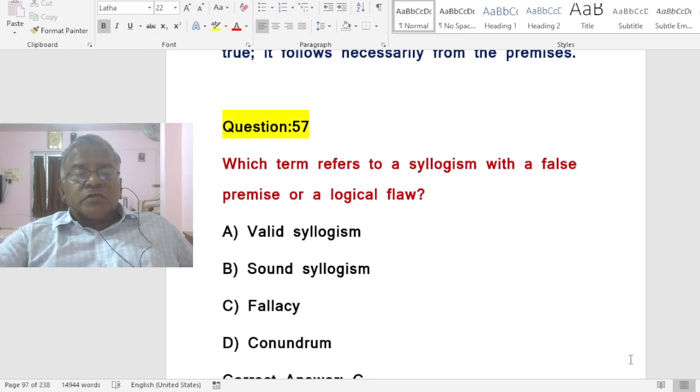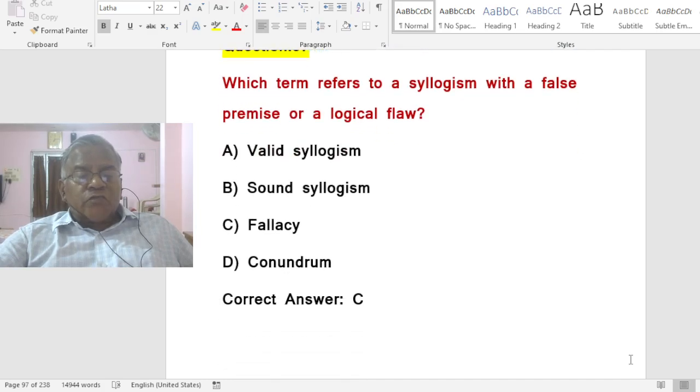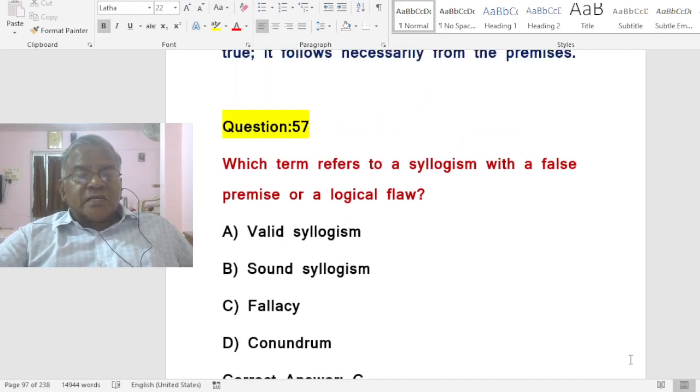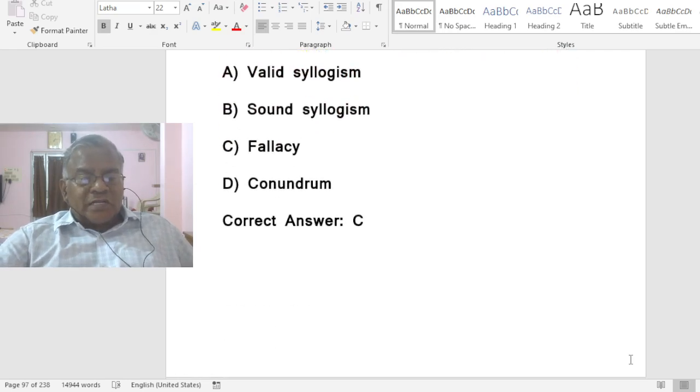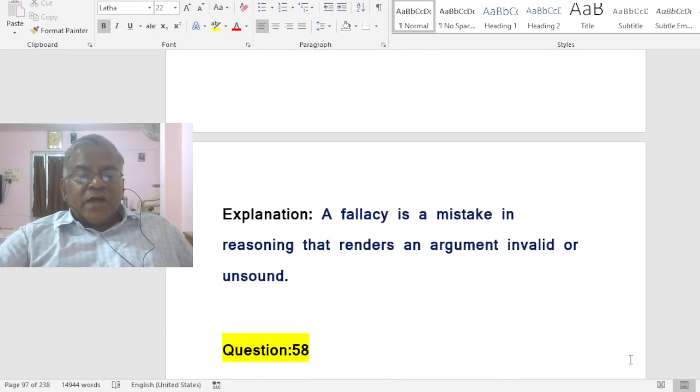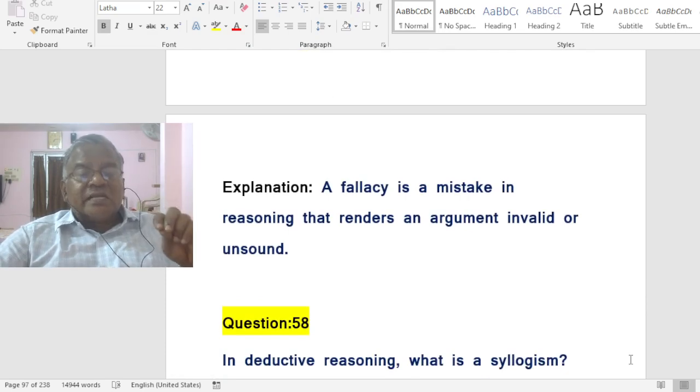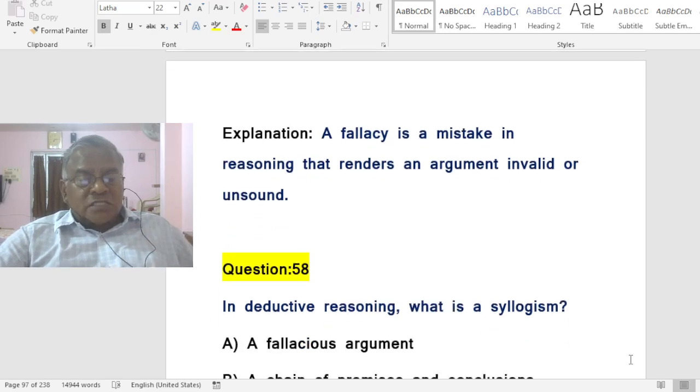Which term refers to a syllogism with a false premise or a logical flaw? That is fallacy. Of course, we already saw that fallacy. A fallacy is a mistake in reasoning that renders an argument invalid or unsound.